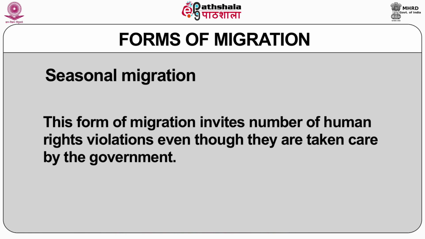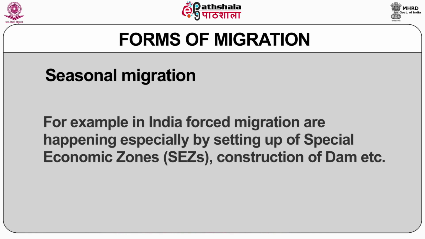This form of migration invites a number of human rights violations even though they are taken care of by the government. For example, in India, forced migration is happening, especially by setting up of special economic zones, construction of dams, etc.